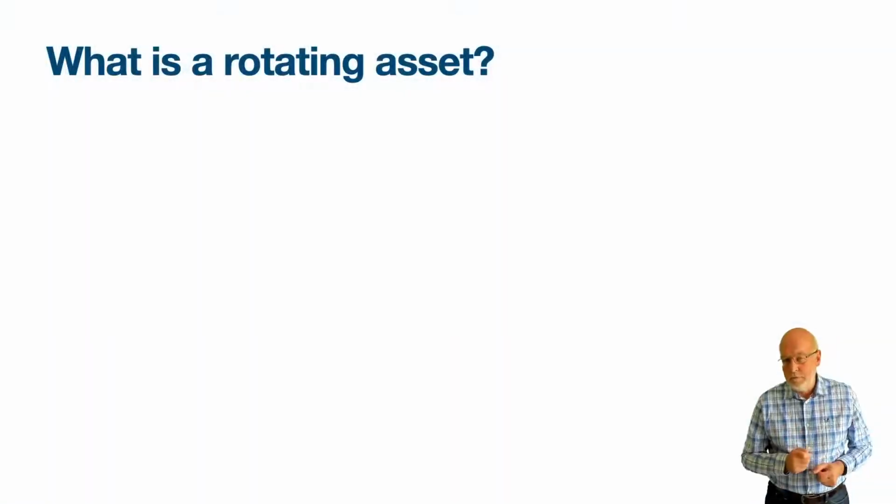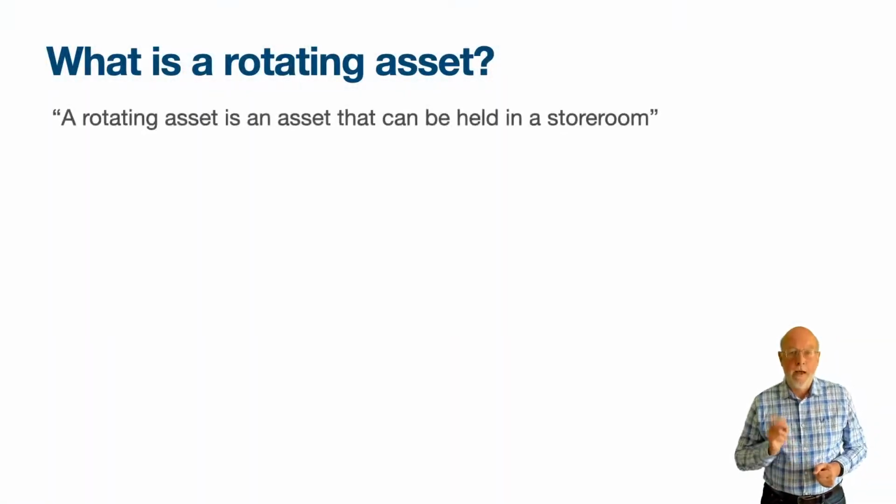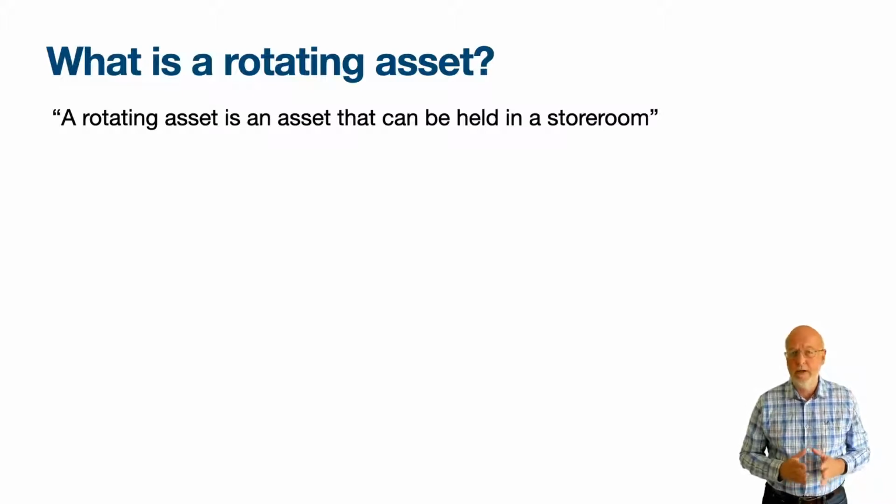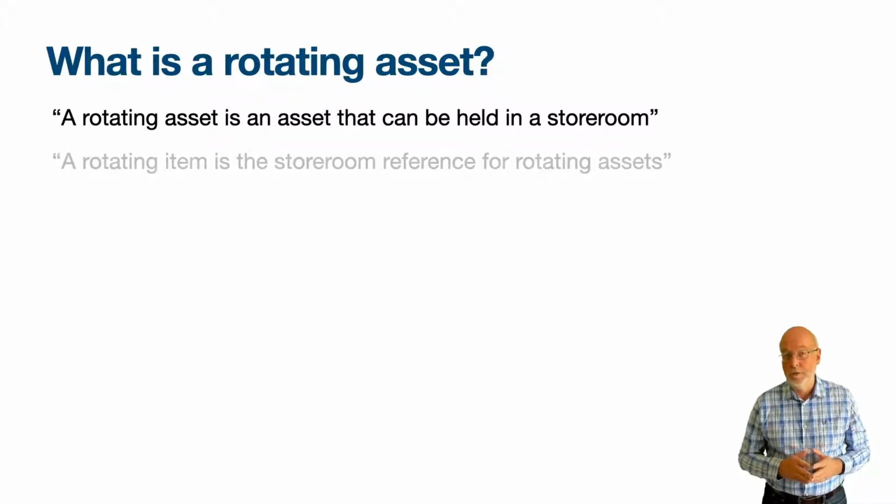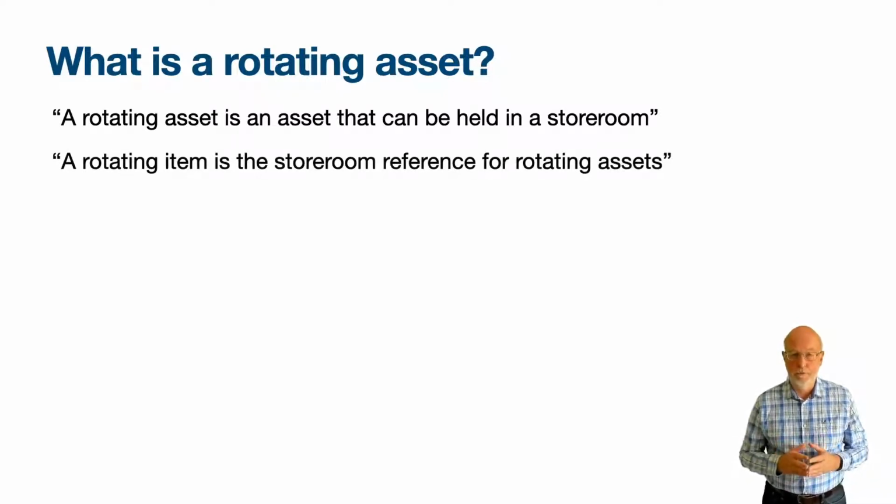I like to think of a rotating asset simply as an asset that can be held in a storeroom. This is not just placing the asset physically in the storeroom, but maintaining a balance and performing other inventory actions, issues, returns, transfers, etc. For this we need an item. A rotating item is the storeroom reference for these rotating assets, and it is also the reference used through the procurement processes. But why the term rotating?